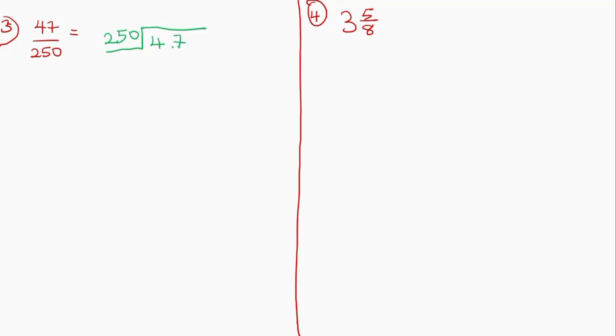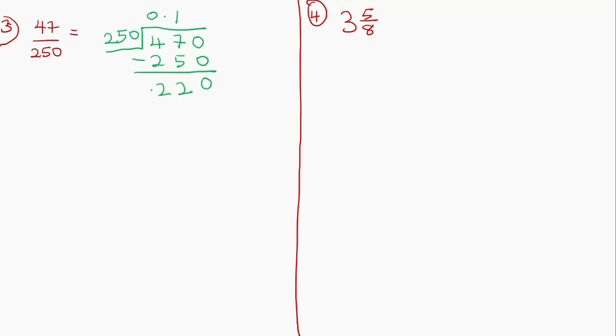Now 250 divided into 47 cannot, so you put in 0, you add in your decimal point and you add 0 to this. Alright. Now 250 divided into 470 is 1. So 1 times 250 is going to give us 250. So we subtract right here. 0 minus 0 is 0. 7 minus 5 is 2. And 4 minus 2 is 2.